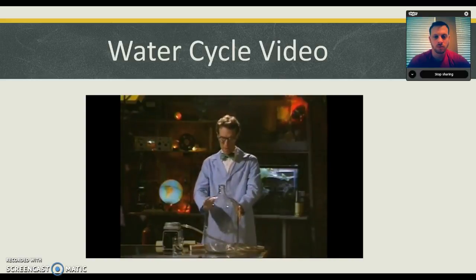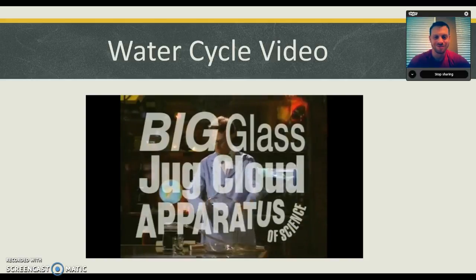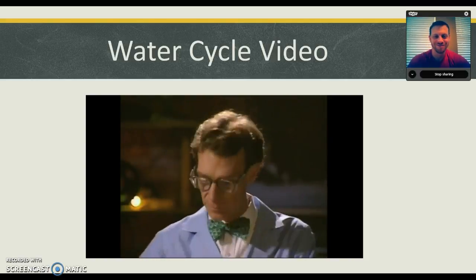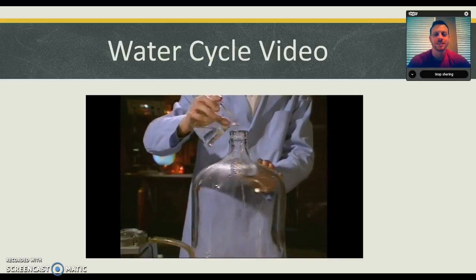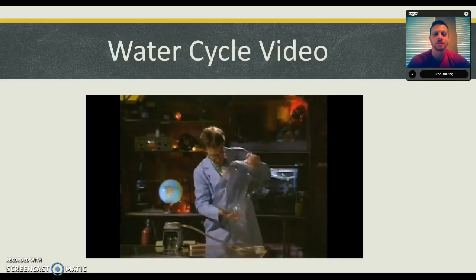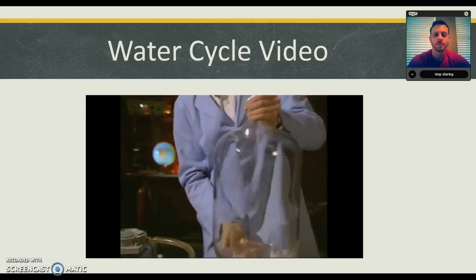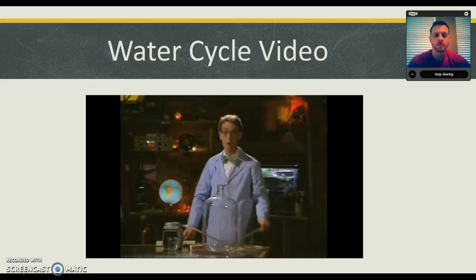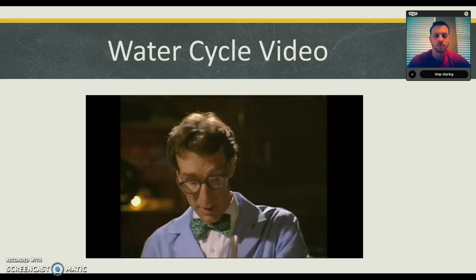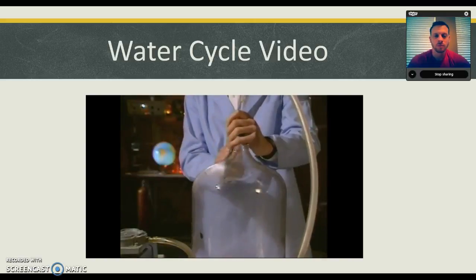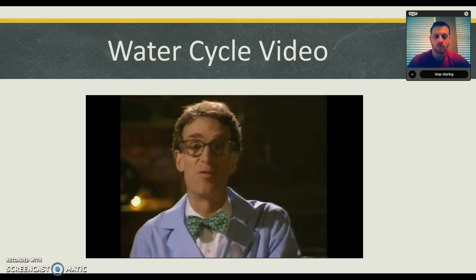So take a look at this. This is our big glass jug cloud apparatus of science. And we're going to make a cloud in here. First, we'll add a little water. This will be the water that will form our cloud. Just swirling it around a little. Now, using this pump, we'll pressurize the big glass jug. Then when I pull this rubber stopper off, the air in the jug will expand. And that's when a cloud should form.